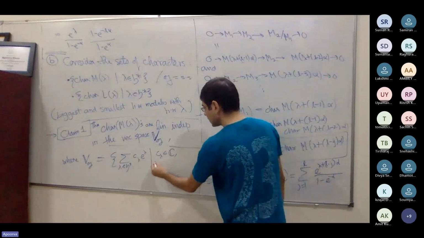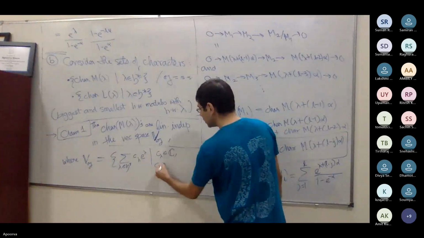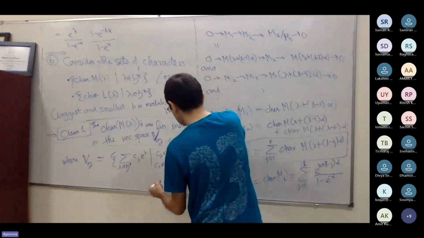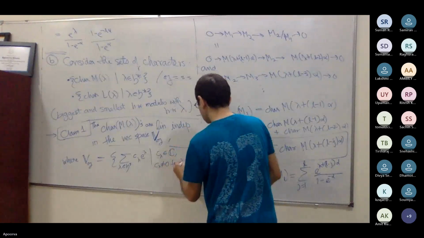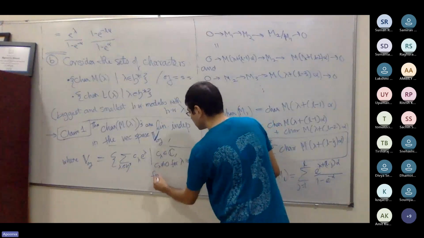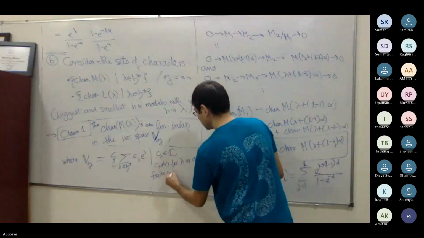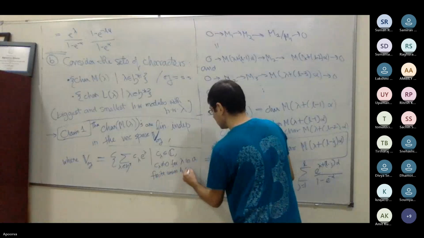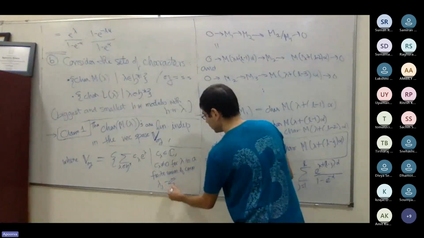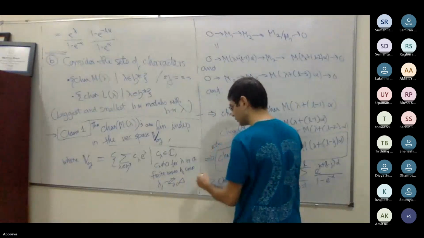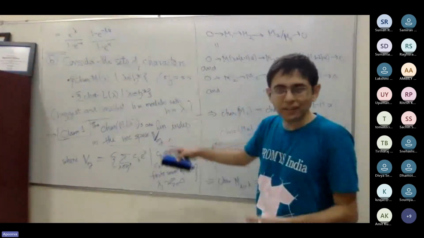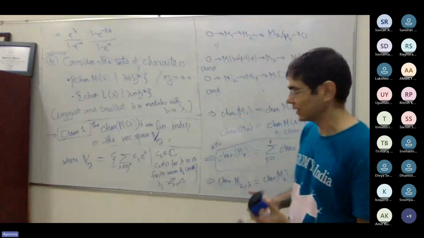And C lambda is non-zero only for lambda within a finite union of cones. Lambda j minus the same. We know what this cone looks like. So basically, we are trying to model just the characters in category O. That's what we are really saying.